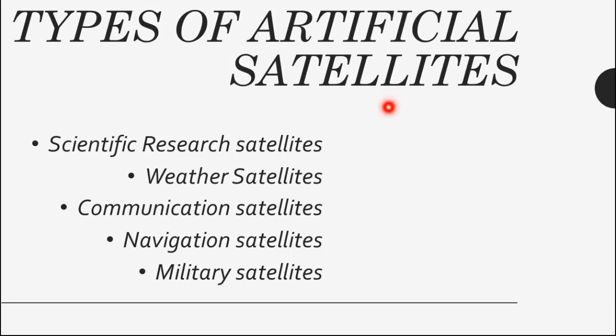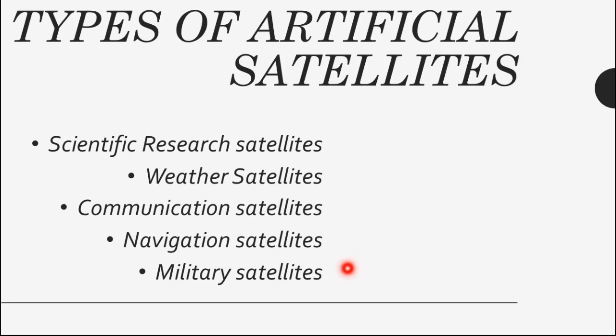Now the types of satellites. There are many types of satellites, like scientific research satellites. These satellites are used to perform experiments in space. Weather satellites are used for weather forecasting. Then communication satellites. Navigation satellites: navigation means to find the location. So these operate on aircraft, ships, land vehicles, and even objects.